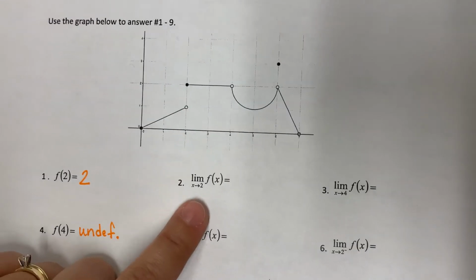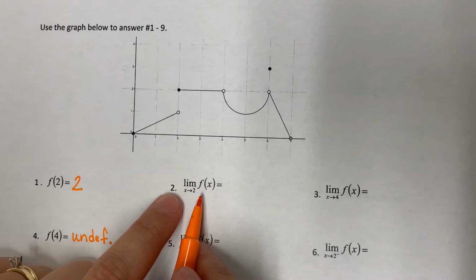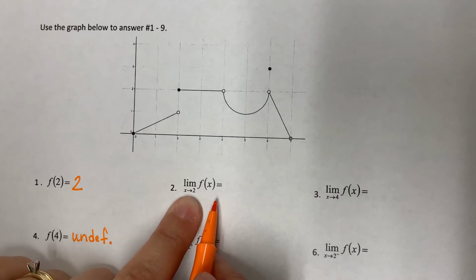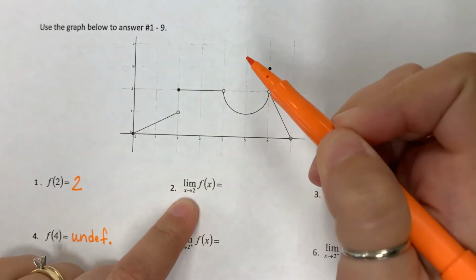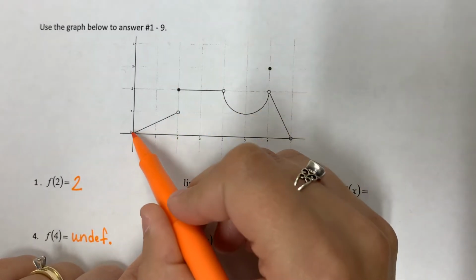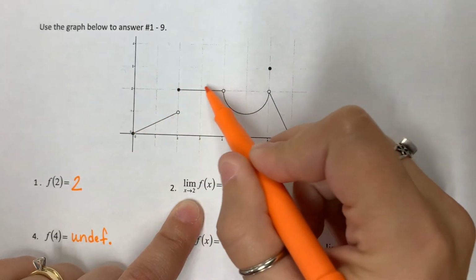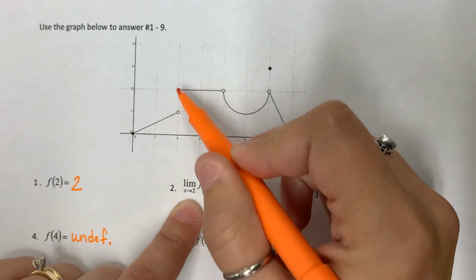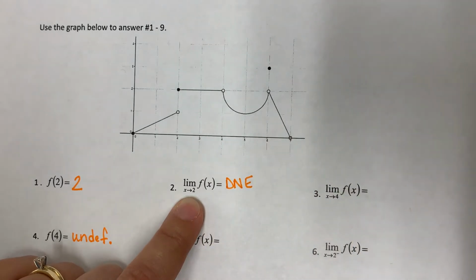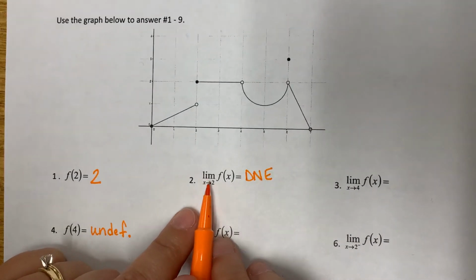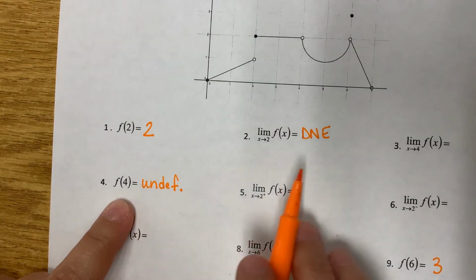Okay, now let's do some limits. So the limit is checking to see what's happening from the left and right. On this one, it's asking the limit as x approaches 2, so right here. And it doesn't say from which side, it just says the limit as x approaches 2. Well, from the left side, it's 1, and from the right side, it's 2. So those don't match up, which means that limit does not exist. If you put does not exist, that's a limit situation. If you put undefined, that's a function situation. So make sure you keep those separate.